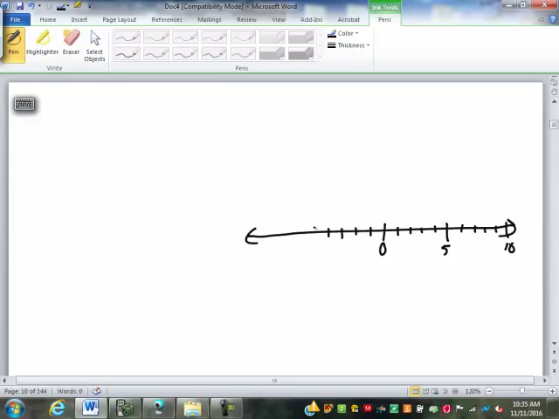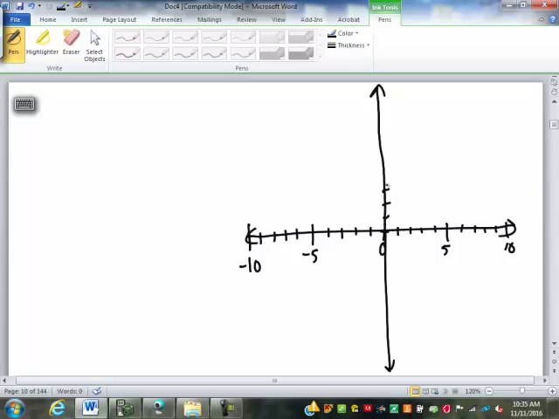Positives going to the right, like always. Negatives going to the left. And he said that's going to display the first number in our ordered pair. For the second number, he created a second number line, and it went the other direction. The 0 is at the same spot as the 0 on the first number line.